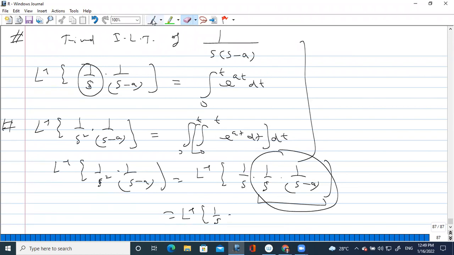And I will give you the answer. Okay, you can do it, otherwise it will take time. Just integration, e to the power at divided by a. In that you put 0 to t, so that will be e to the power at minus 1 divided by a. Again, that you have to integrate. You can do it. Is it easy? Yes, sir.